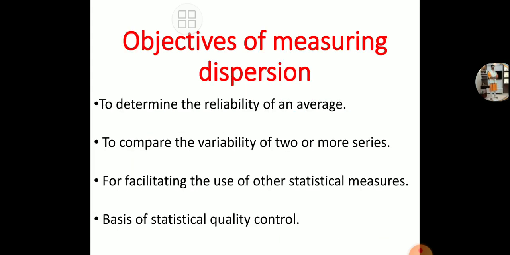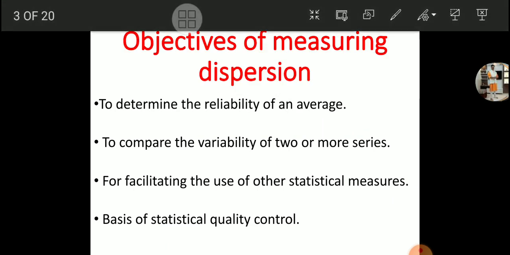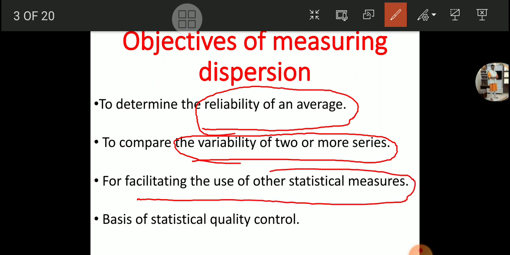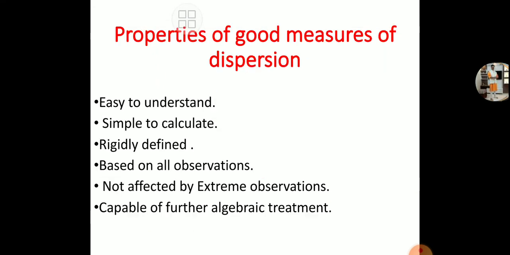Now, what are the objectives of measuring the dispersion? We have to get an idea with the help of this slide. First and most important, to determine the reliability of an average. Second, to compare the variability of two or more series. Again, for facilitating the use of other statistical measures and as a basis of statistical quality control. So these are the objectives of measuring dispersion.